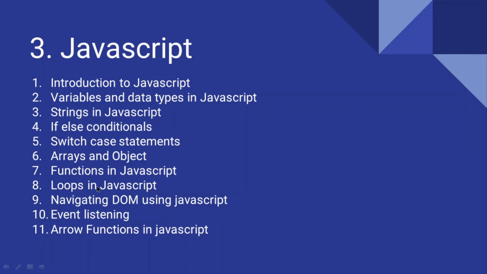Then we are going to cover the loops like for loop, while loop, do while loop and for each loop. Then we are going to see navigating the DOM using JavaScript. We will navigate the DOM using JavaScript, and then we are going to see how we can listen to an event in JavaScript. And then at last we are going to see the arrow functions in JavaScript. So this will be the roadmap for JavaScript.